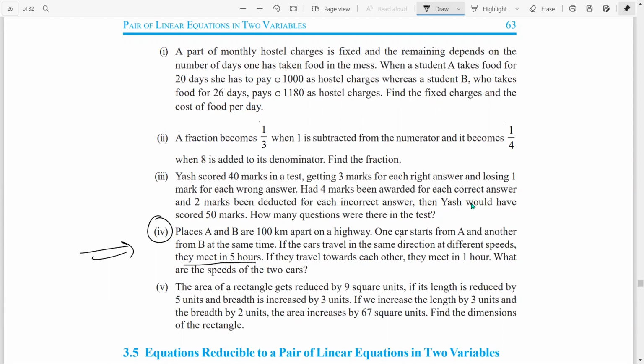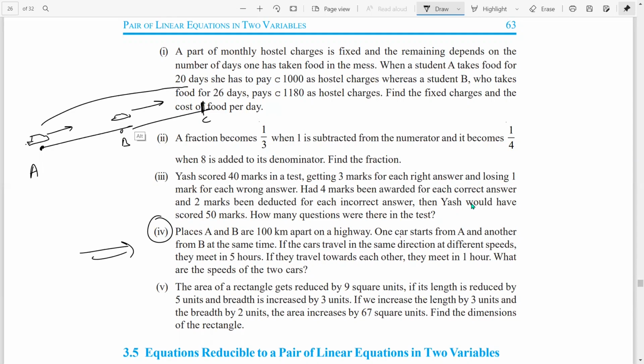So this is the first situation. There are two places, A and B. And if there is a car here and there is another car here, if they both start in the same direction, what does it mean? One car is, let's say, going towards right, and this car is again going towards right. So now they are both going in the same direction. So what has to happen? They are saying that in 5 hours they meet. What does it mean? It means that this guy is going slower and this guy is going faster, and he will catch him up in 5 hours. Let's say somewhere over here at a position C.